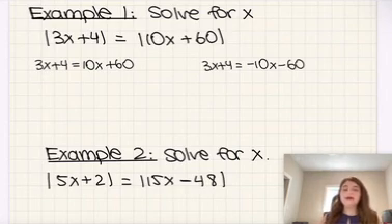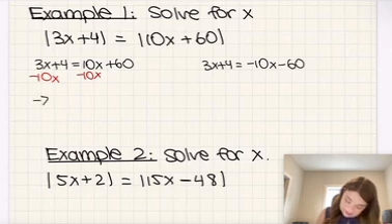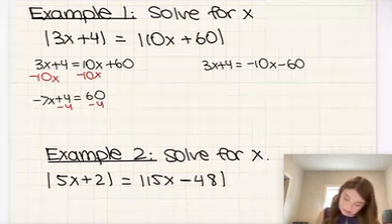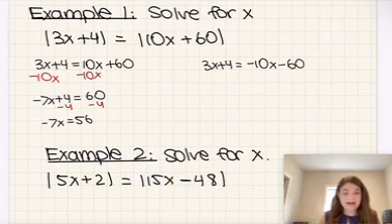The first step to doing that is getting all of the terms of the variable on one side and all the constant terms on the other side. So I'm going to subtract 10x from both sides as my first step on the left to get negative 7x plus 4 is equal to 60. Then I'm going to subtract 4 from both sides. So negative 7x is equal to 56. Then I'm going to divide both sides by negative 7 to get x is equal to 8.